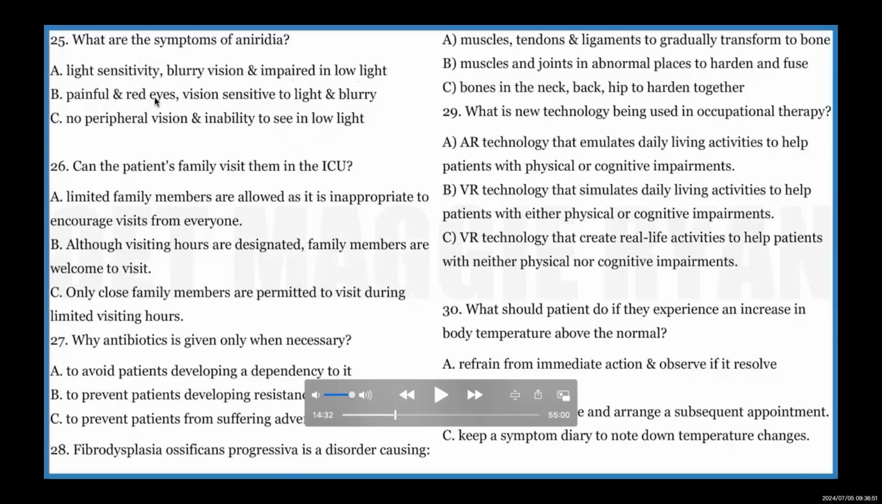Did they mention anything about painful and red eyes? No, so it's not B. Did they mention anything about peripheral vision? No, they didn't. And here some information is missing, yeah? Some is given that is not given in the tape. So the answer here is A. That's right. So listen carefully, look at all the information they give and be ready for paraphrasing. Look for the meaning. Let's listen to the next one.